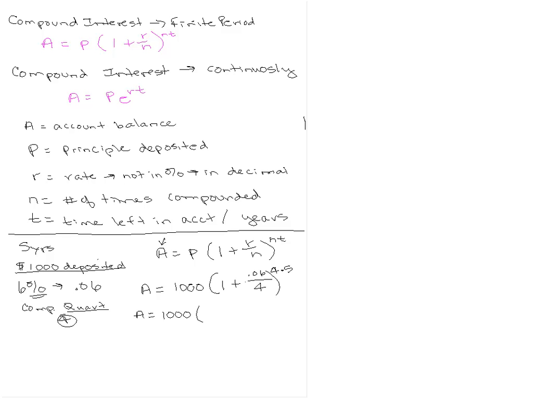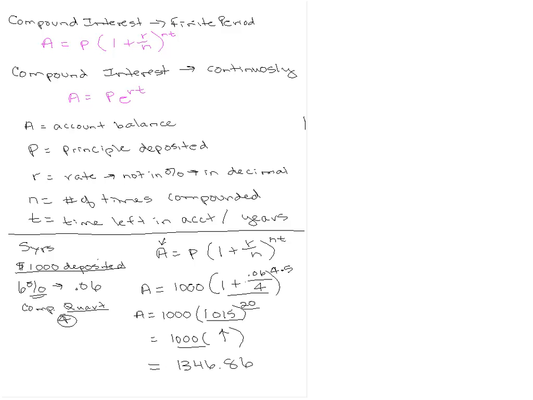1 plus 0.06 divided by 4. Well, 0.06 divided by 4 plus 1 is 1.015. And then we can do the 4 times 5 on the outside here. It's 20. Okay, that's parentheses. What comes next? Exponents. So you need to do this to the 20th power, and then the answer that you get on your calculator, you multiply it by 1,000, and you should come out with 1346.86.